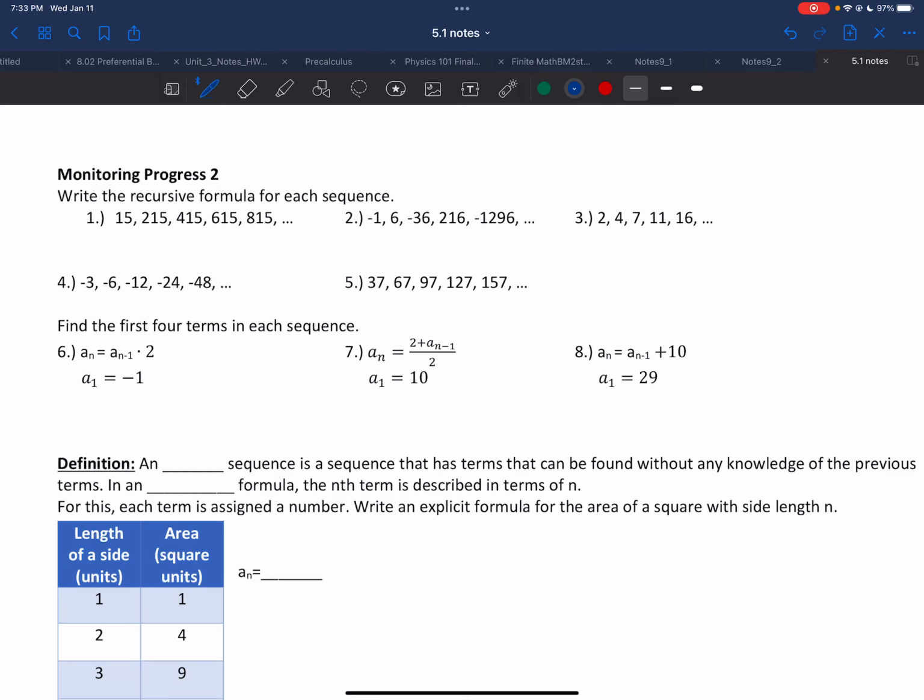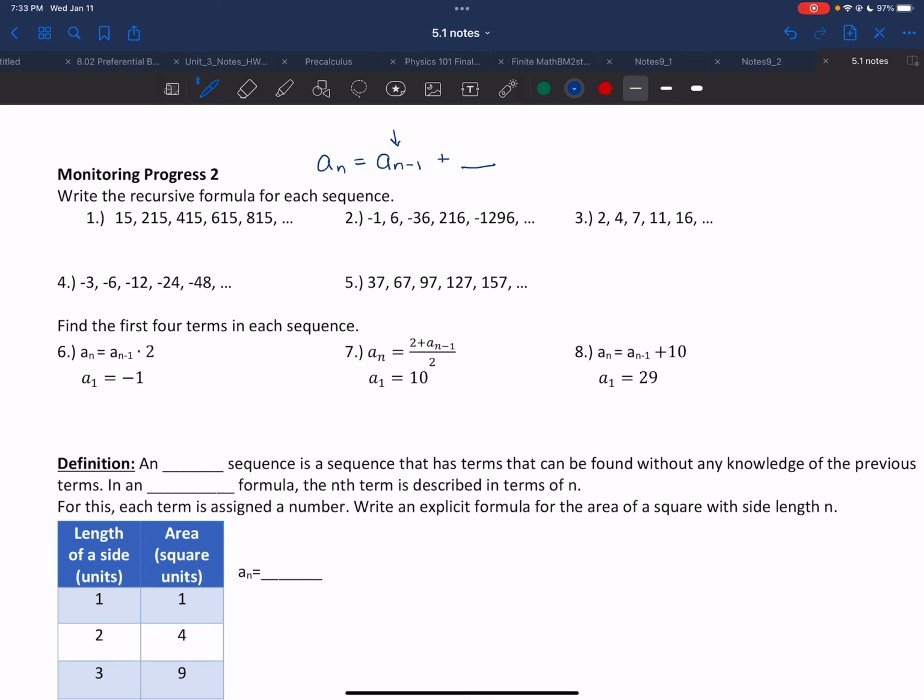Again, on this monitoring progress, the goal is for you to fast forward and check your answers. And if there's any that you got incorrect, you come back and you watch the process for each one that you missed. The general rule we have for recursive is a to the n equals a to the n minus 1, which is your previous number. And then if you're skipping by adding, you would add, you might subtract, you might multiply, but that's our general rule.